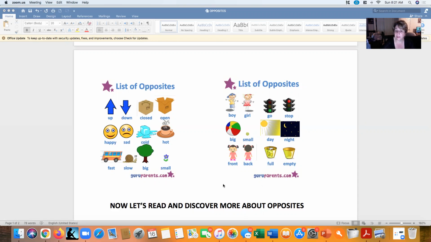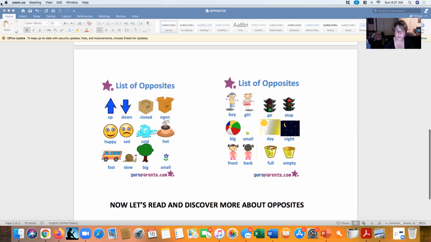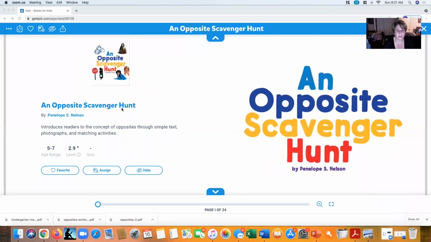Now let's read and discover more about opposites. Are you ready? Okay. Here is a book that's called An Opposite Scavenger Hunt. What's a scavenger hunt? Do you know? That's when you go looking for things and find them, right? Sometimes you might have gone on a scavenger hunt for Easter and you look for the Easter eggs that the bunny had, right? A scavenger hunt.